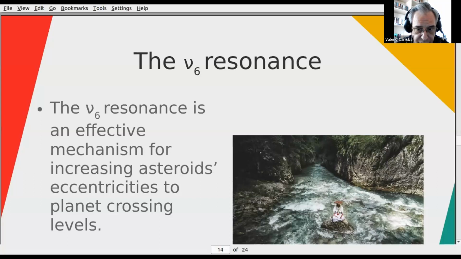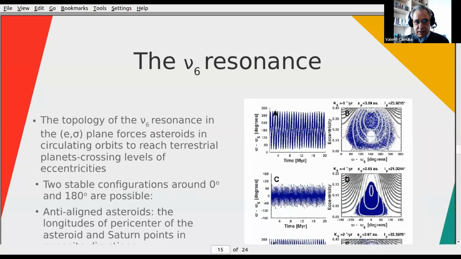So you can think of the nu-6 like a very fast river that will deliver asteroids away, except for these stable islands that would resist, some stable population. So what kind of orbits can you see?